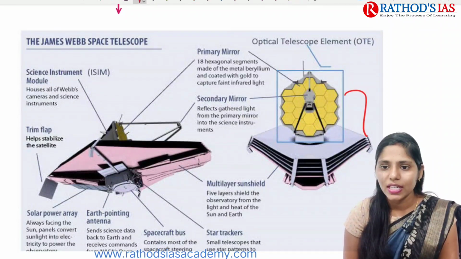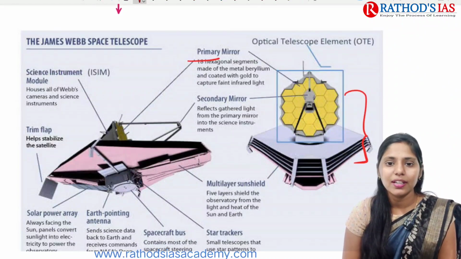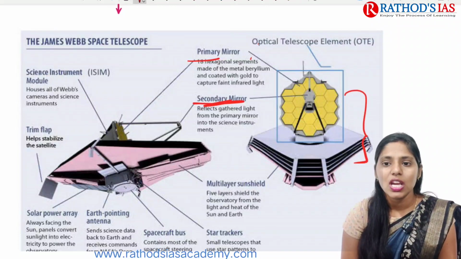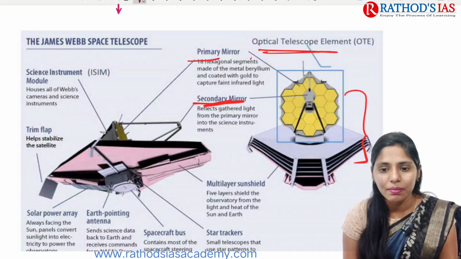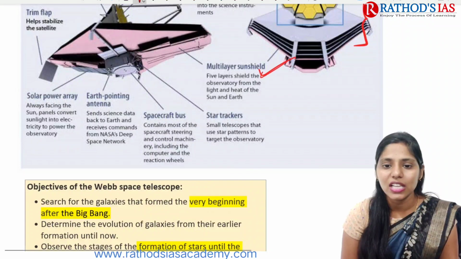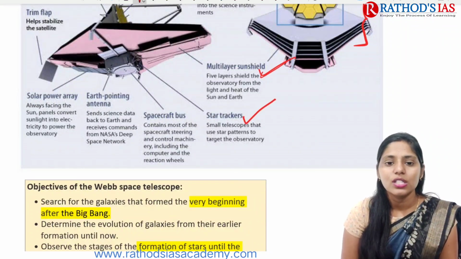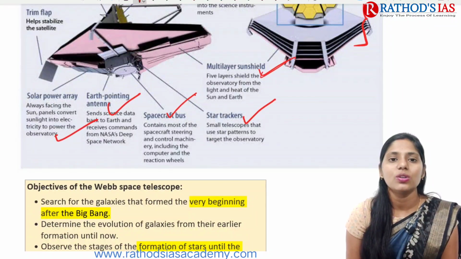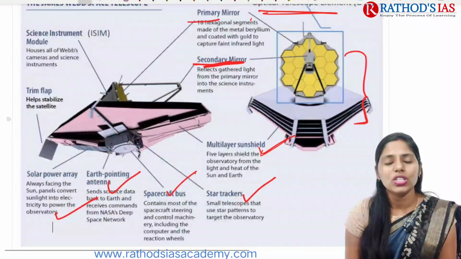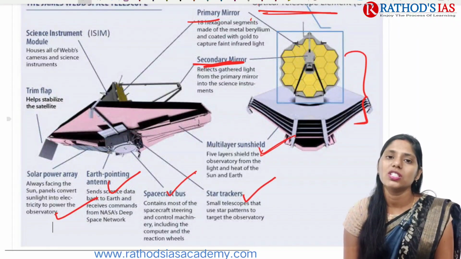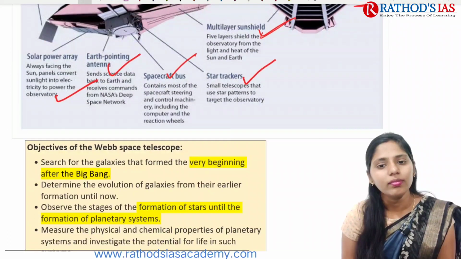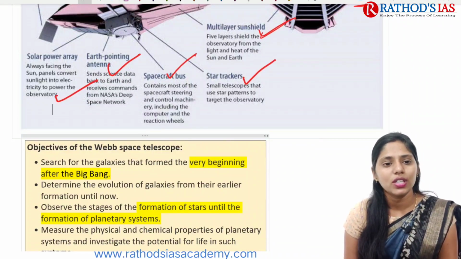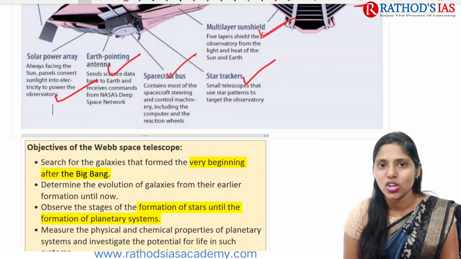So this is our Webb telescope. It has a primary mirror and a secondary mirror. These mirrors are very important, and we have the optical telescope element, a multi-layer sun shield, star trackers, the spacecraft bus, an earth pointing antenna, a solar array and a trim flap. So these are some important parts of the James Webb telescope. Please see this image, I will be giving it to you in the PDF so that you can get some idea regarding the use of each part.